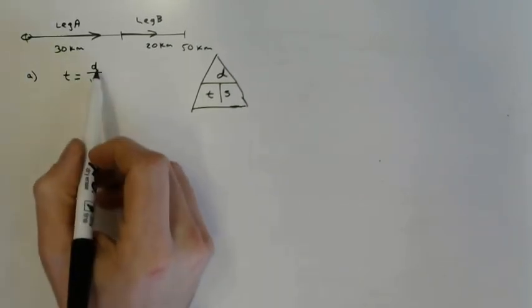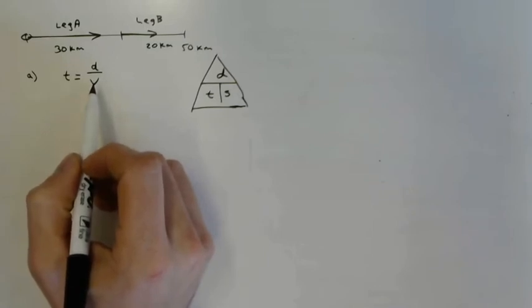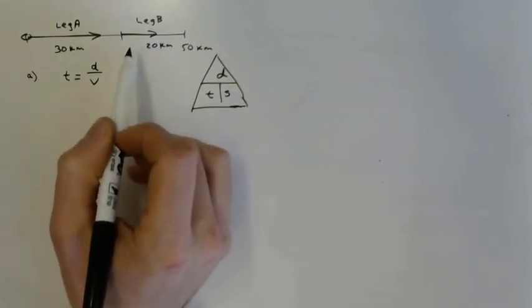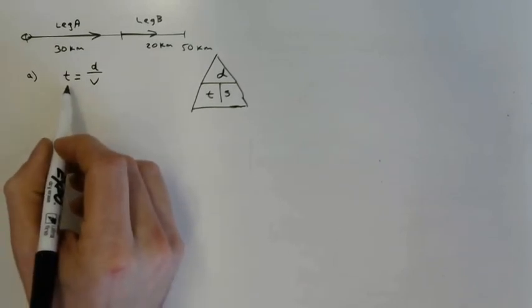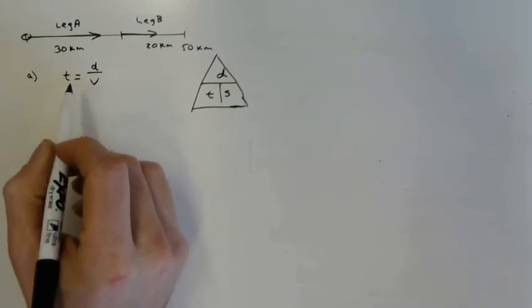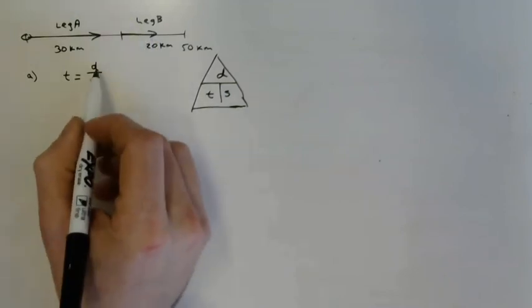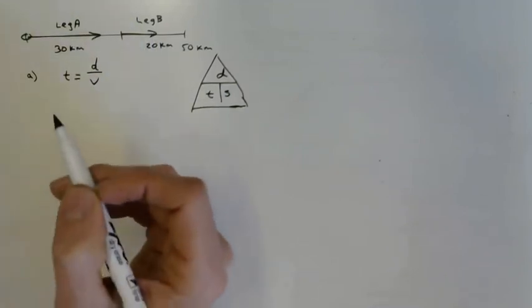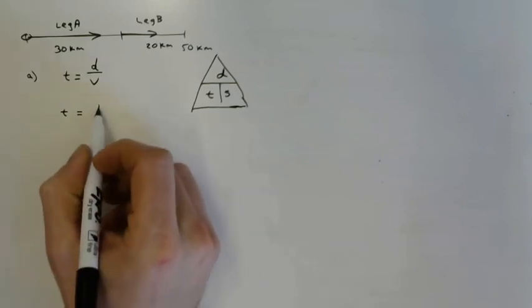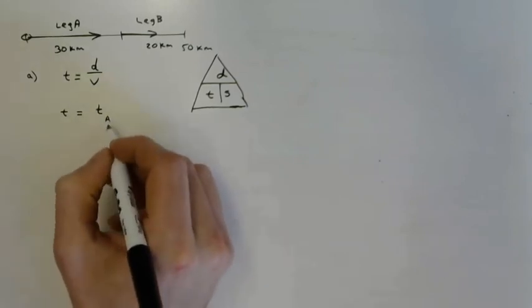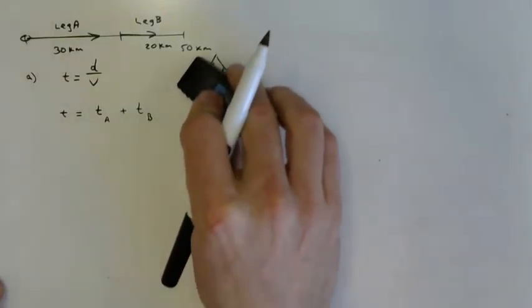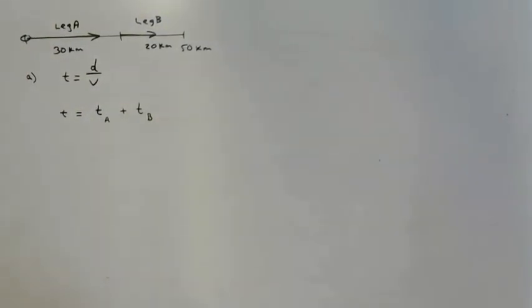D represents the distance traveled. V represents the speed. And then to calculate the total time, we just add the time that it takes for leg A and the time that it takes for leg B. So if the time for leg A is the distance of leg A over the speed of the cyclist, and the time taken for leg B is the distance traveled over the speed of the cyclist, then we just add those things up, if that makes sense. So here we go. The total time, T, is going to equal TA, that's the time it takes to complete the first leg of the race, plus TB. Nothing too groundbreaking there, right? You complete one part and another part, and you add them up, and you have the total time.